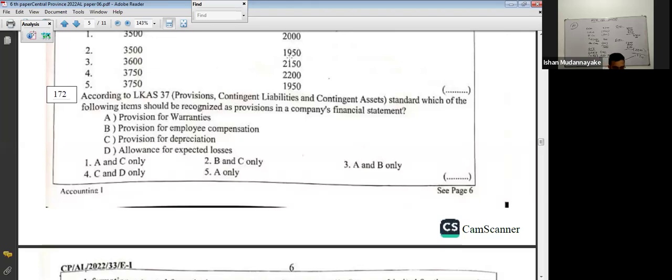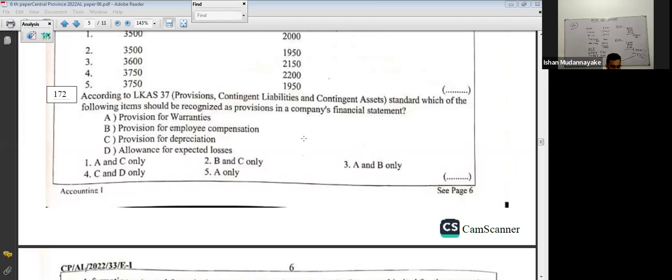Right, now let's answer. Provisions. Fourth one. Provision for warranty. Yes, we can get provision for warranty. Provision: an amount, timing, or value is uncertain. Yes, we can consider it as a provision. Provision liability level. Yes, right.